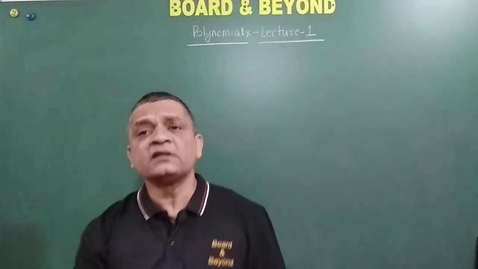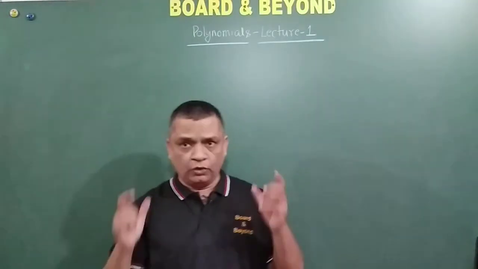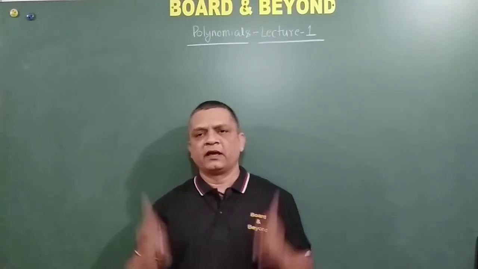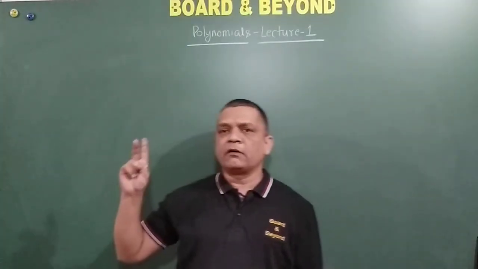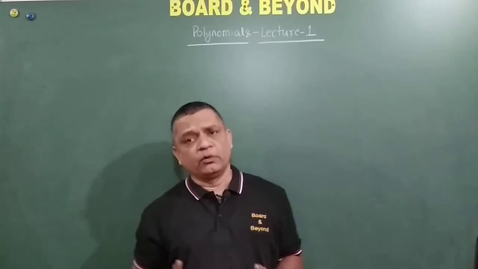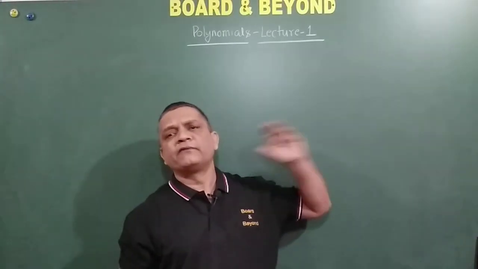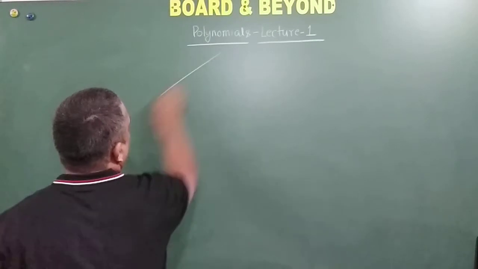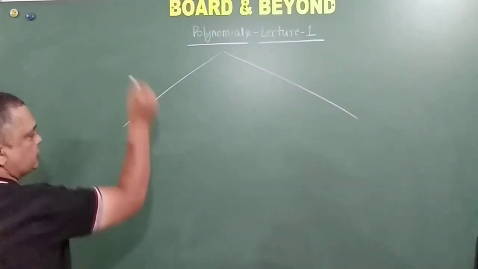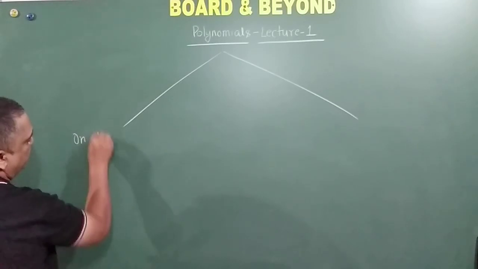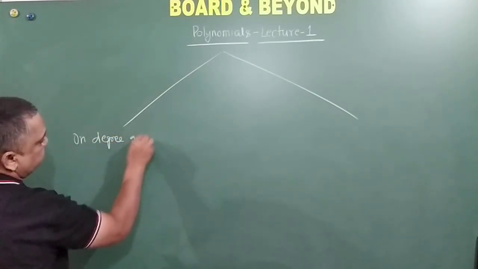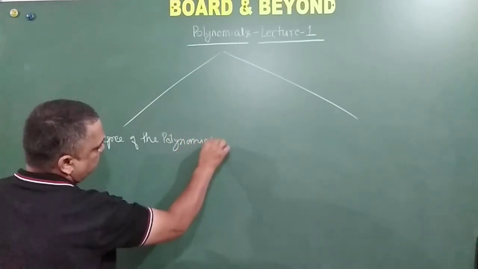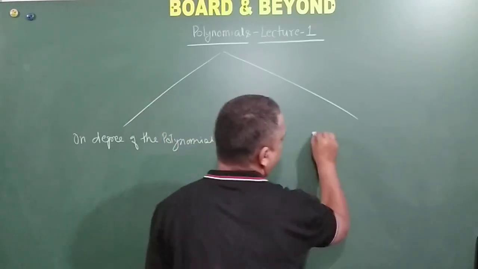Okay, what are the different classifications of the polynomial? So, my friends, polynomials are classified on two criteria basically. Criteria number 1, on the degree of the polynomial. Criteria number 2, on the number of terms in that polynomial. We'll see one by one. Okay. So let me just divide this polynomial on degree of the polynomial. Okay. On number of terms.